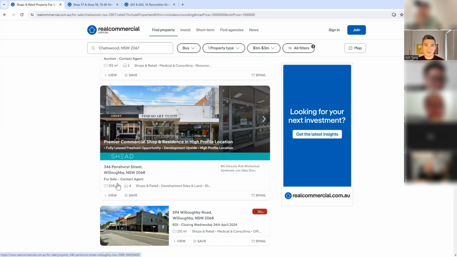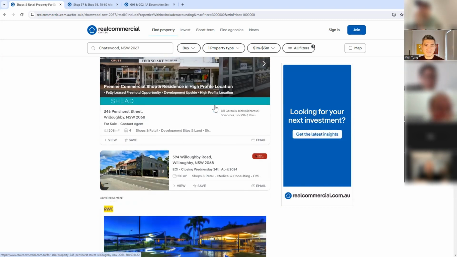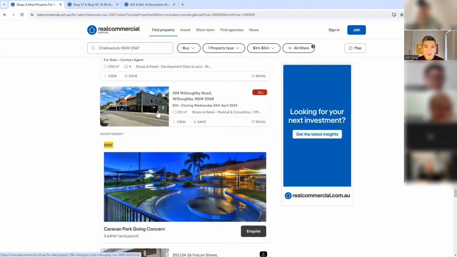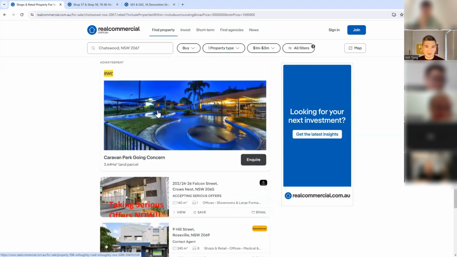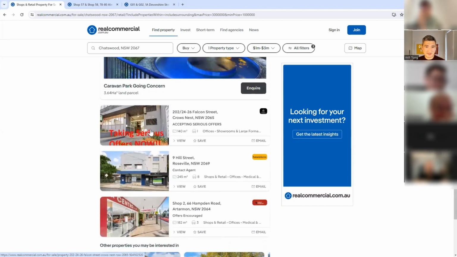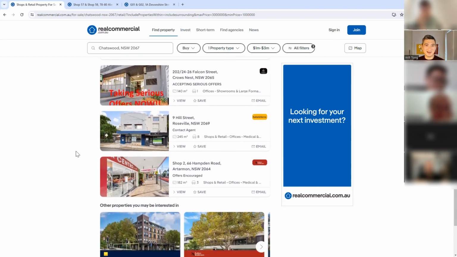What's this one? Yeah, I don't think you've ever strata that. That looks like a freehold as well. I don't think you've ever strata that. Taking serious offers now. Okay. If you have to put out an ad, that means you're not getting any luck selling it.